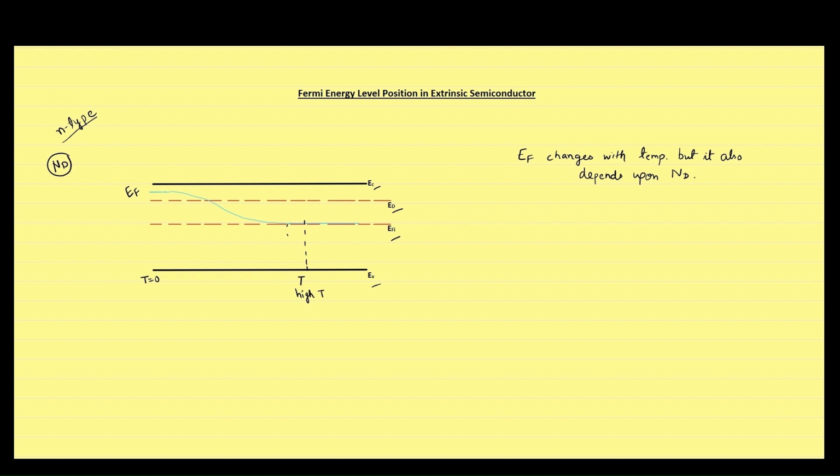This temperature is usually greater than 600, but there is no need to remember this value because it also depends upon the doping concentration. So you should remember that at high temperature, the Fermi level of extrinsic semiconductor comes closer to intrinsic Fermi energy level. It also means that at very high temperature, the extrinsic semiconductor behaves like an intrinsic semiconductor, and at room temperature, the Fermi energy level of the n-type semiconductor lies below the donor energy level.